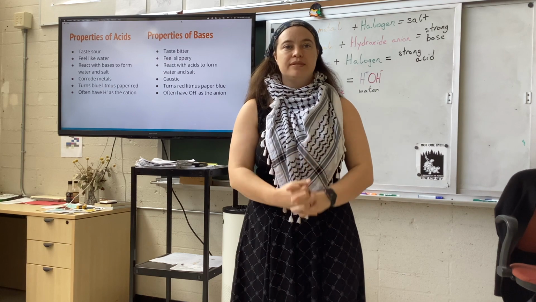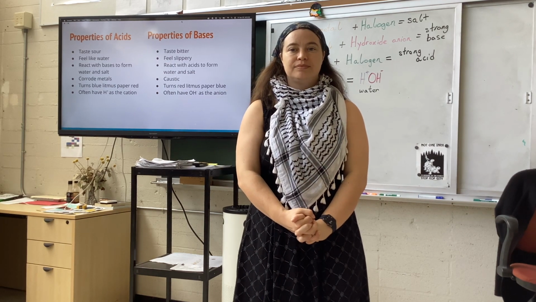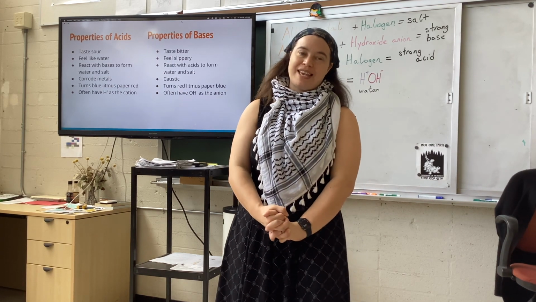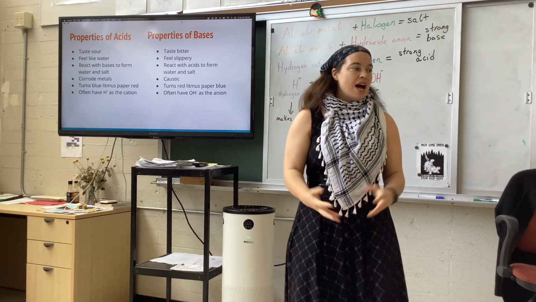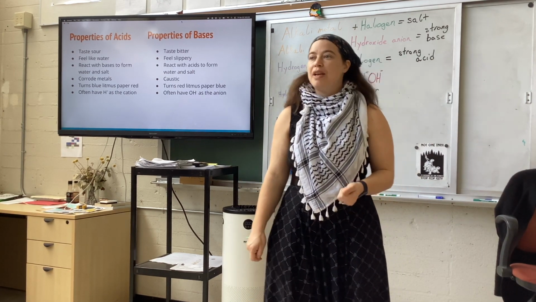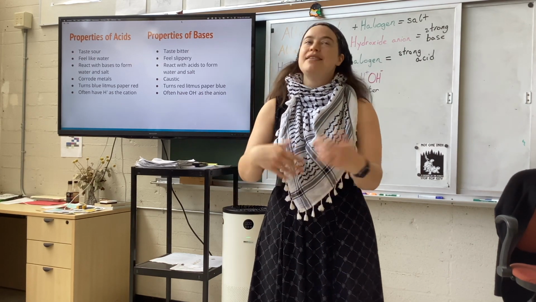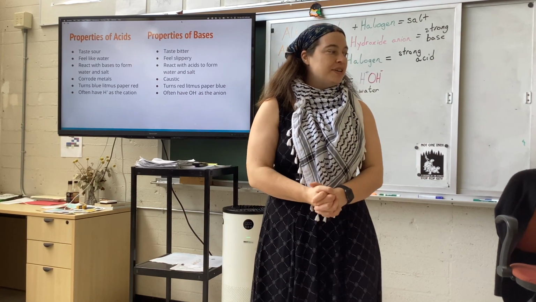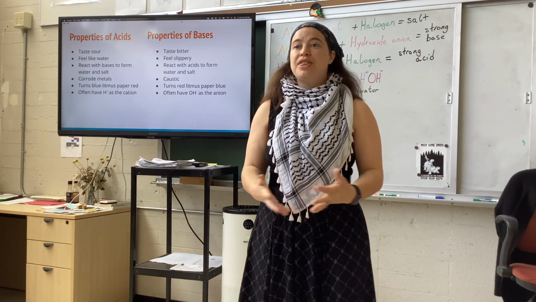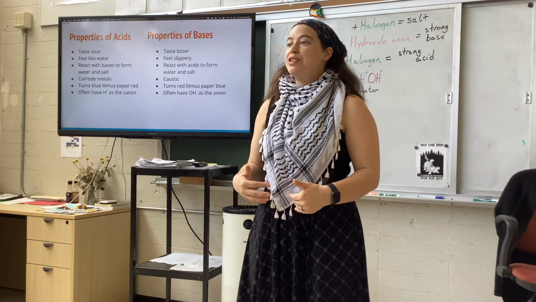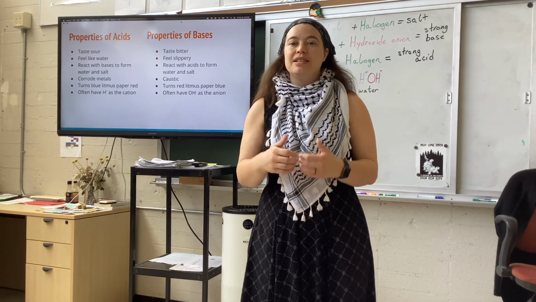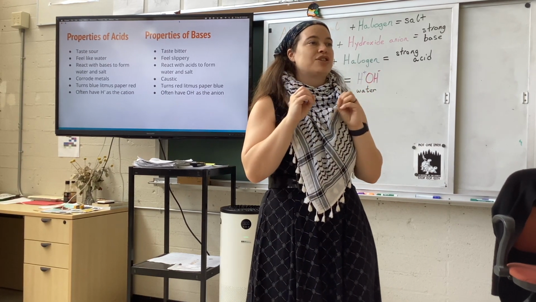Yes, Yossi? So I'm assuming this is litmus paper? That is litmus paper, yes. What is it? So litmus paper is an example of something called an indicator. Indicators are another class of chemical, and the deal with indicators is that they basically can react in a way that makes a chemical reaction obvious.